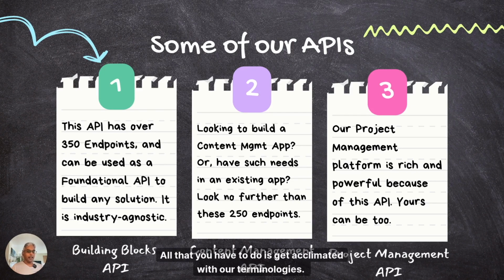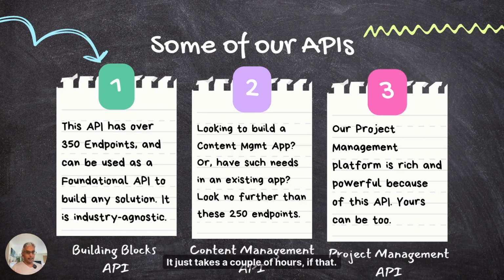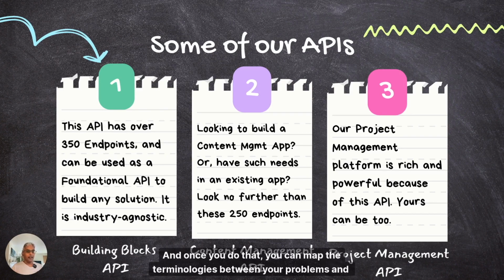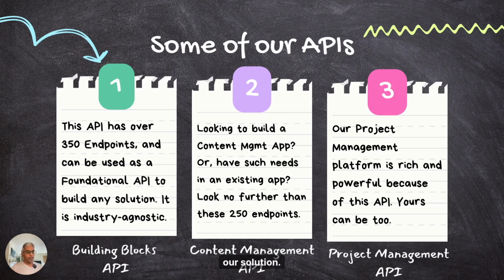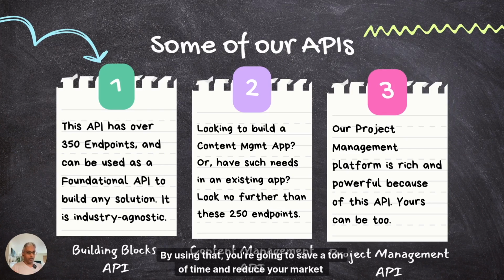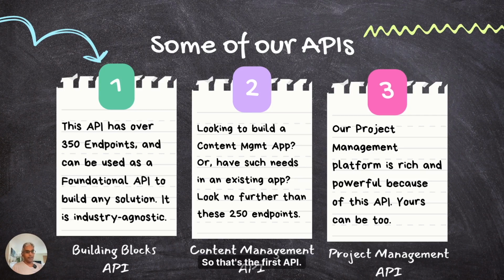All that you have to do is get acclimated with our terminologies. It just takes a couple of hours, if that. And once you do that, you can map the terminologies between your problems and our solution, and then get going from there. By using that, you're going to save a ton of time and reduce your time to market significantly, and you can get your products to market a lot sooner than your competitors, right? So that's the first API.